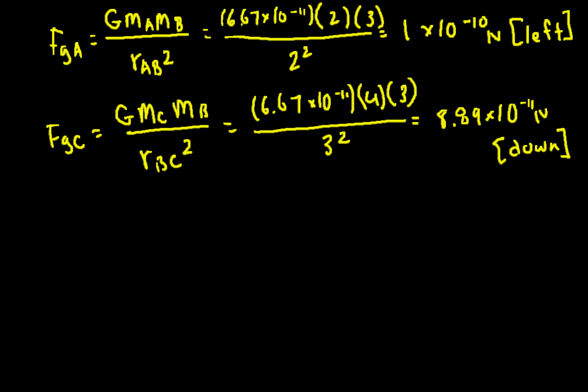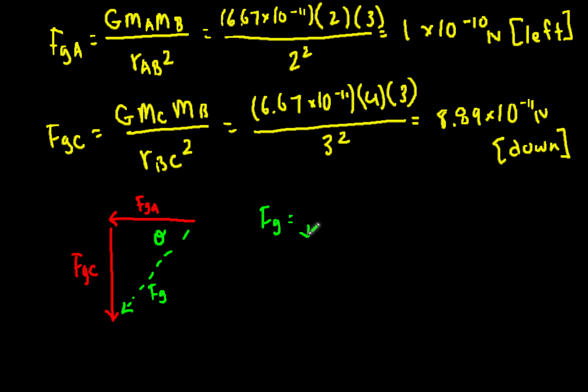Now we have to combine these two forces using vector addition. FGA is to the left, and FGC is down. This means these are two vectors at angles, and we need to add them using a right angle triangle. FG is the resultant of the right triangle formed between FGA and FGC.